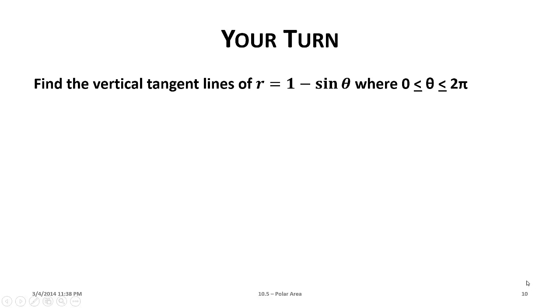This is an opportunity for you to try one on your own. The question reads, find the vertical tangent lines of r equals 1 minus sine theta, where 0 is less than or equal to theta is less than or equal to 2 pi. Remember, this is asking for the vertical tangent line, so feel free to go back to your previous example, look at that work, so if you can understand this one here, pause the video, try it out. When you're ready, press the play button.